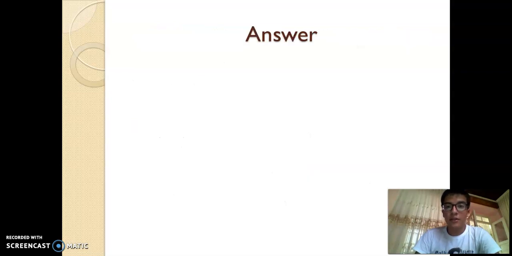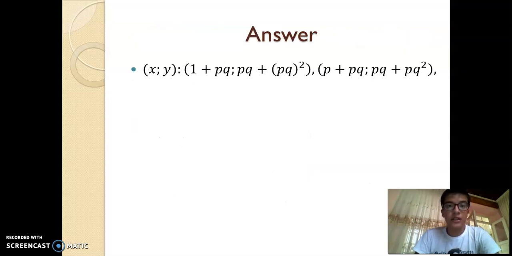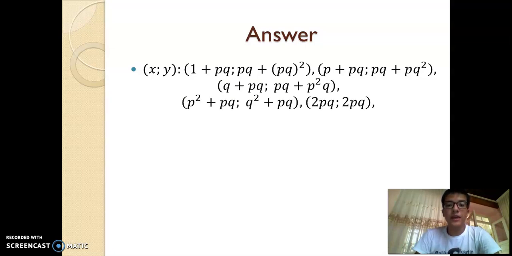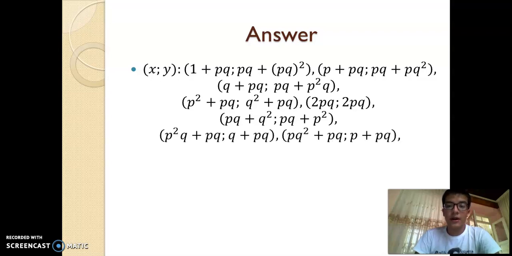and here is the answer. We got the answer. x and y are given by 9 cases. In each of the 9 cases we find them by adding pq to a and b.